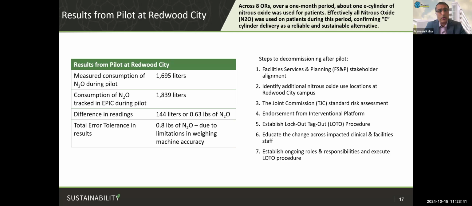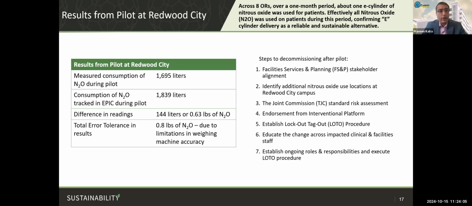We just asked them only 2 things. Number one, if they want to use nitrous on their patients, they simply have to turn on the key, which is connected to our portable E-cylinders, to start using nitrous. At the end of the day, we made it the responsibility of our anesthesia technicians to turn off these cylinders, so that there are no leakages of nitrous oxide happening during the non-use hours.